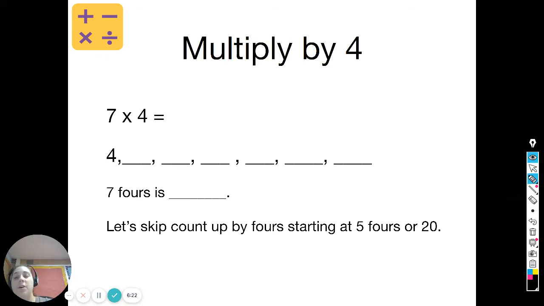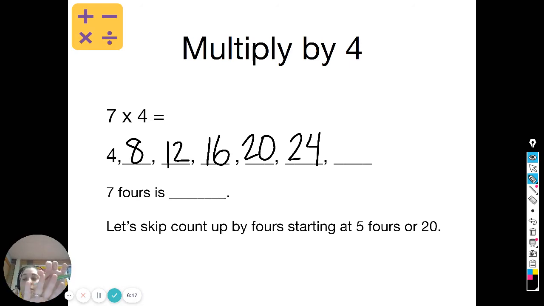Okay, so you should have written 4, 8, 12, 16. And remember, if you get stuck, just hold up 4 fingers and count. So we're at 16, 17, 18, 19, 20, 21, 22, 23, 24.